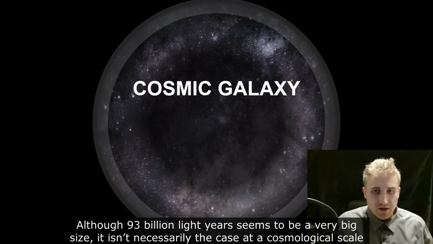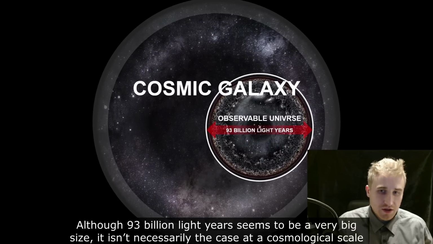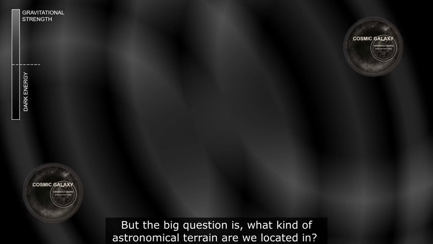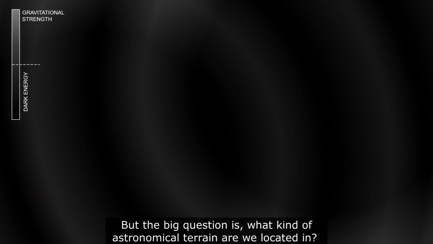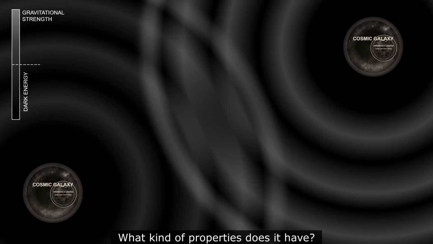Although 93 billion light years seems to be a very big size, it isn't necessarily the case at the cosmological scale. The universe can be even infinite, but the big question is, what kind of astronomical terrain are we located in? What kind of properties does it have?